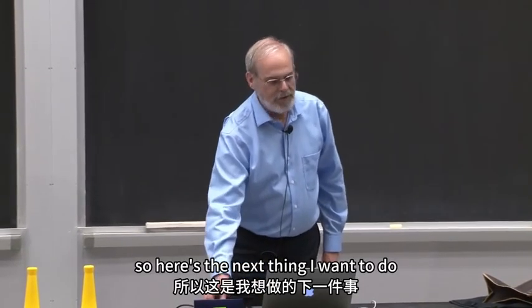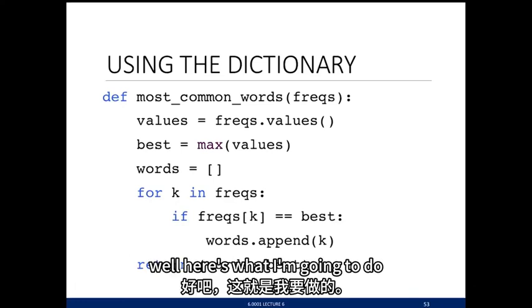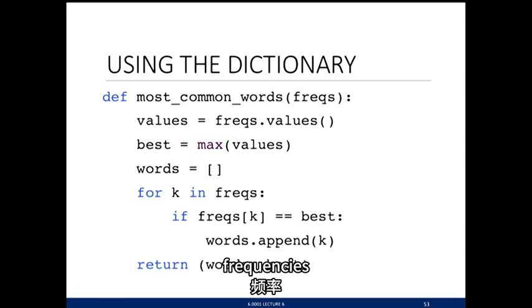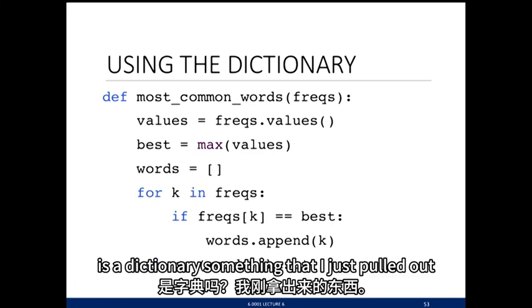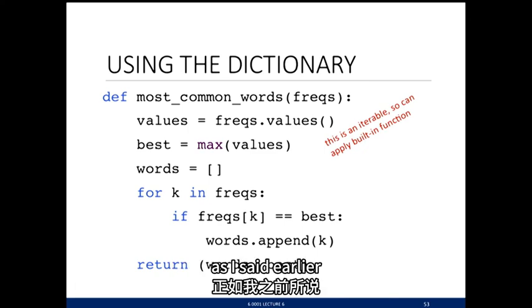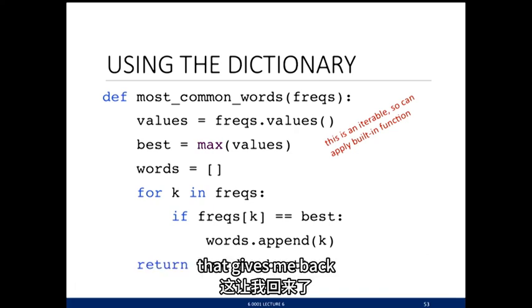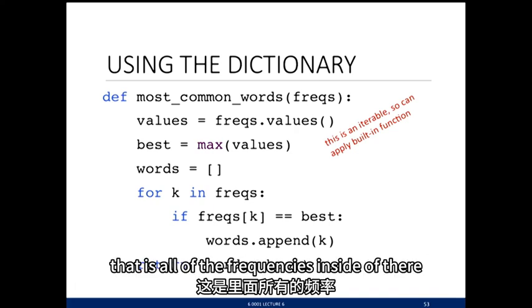So here's the next thing I want to do. How do I find the most common words? Well, here's what I'm going to do. Frequencies is a dictionary, something that I just pulled out. I can use the values method on it, which returns an iterable, as I said earlier. Again, notice the open close because I've got to call it. That gives me back an iterable that is all of the frequencies inside of there.